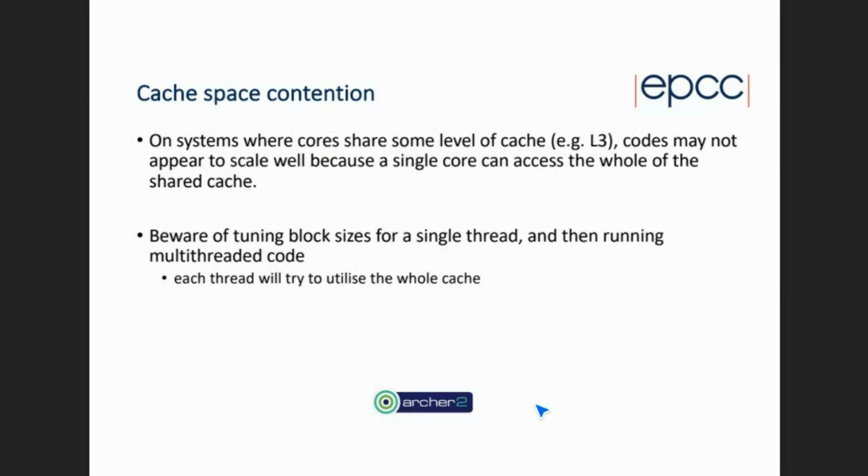What else? Cache space contention. If we're sharing level 3 cache, then again you might not see good scalability, because one core is able to access the whole cache. In that case, if you're into implementing cache blocking in your code, you have to beware of tuning your block sizes for a single thread and then running multi-threaded. If what you really want to run is multi-threaded code, you potentially end up with the wrong block size.